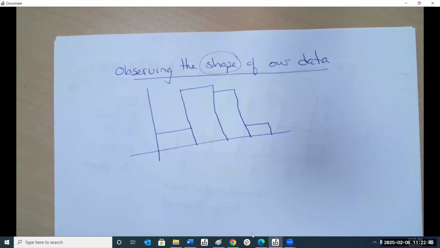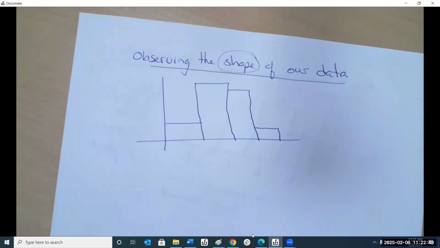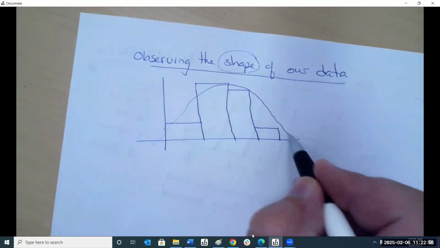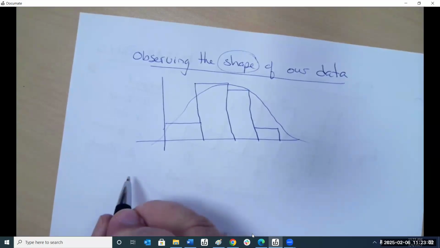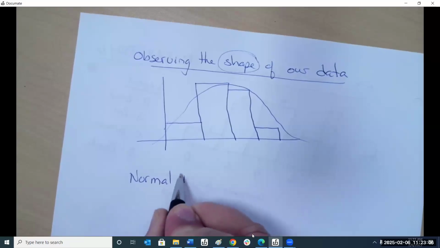We look at the shape of it. If you look at this small graph, we notice that there's a rough bell shape. We call that a normal distribution.